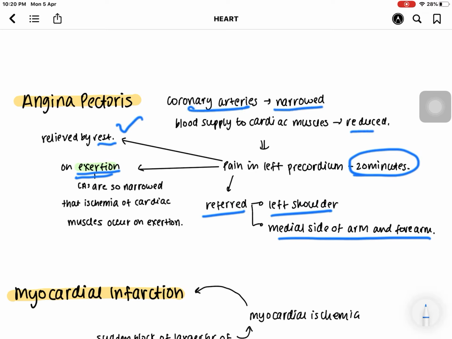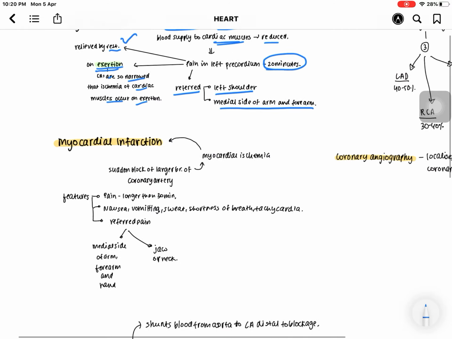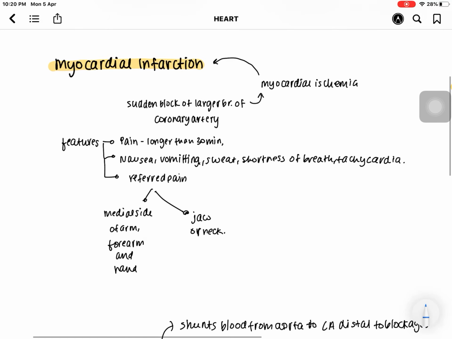There will be reduced blood supply to the cardiac muscle. So on exertion, the coronary arteries are still more narrowed, and ischemia of the cardiac muscle occurs on exertion. Then coming to myocardial infarction, this is due to myocardial ischemia. There will be a sudden block of a larger branch of a coronary artery, usually the LAD most commonly.